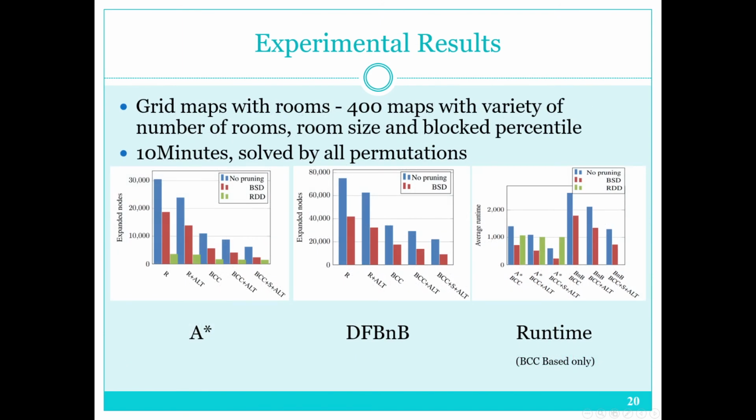The second experiment was on grid maps with rooms. You can see here how the pruning affects each algorithm, and also here. Notice that reachable dominance detection prunes a lot, but it is not efficient on runtime. You can also see the efficiency of the different algorithms here.